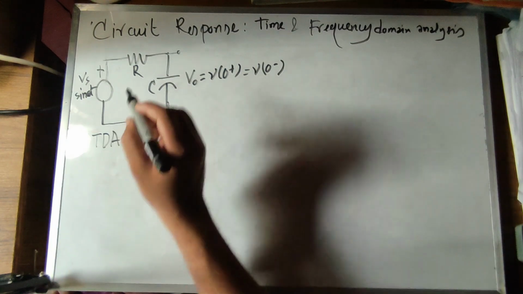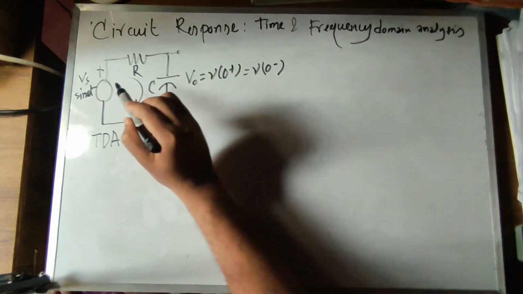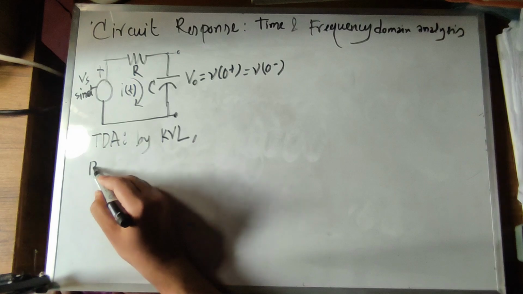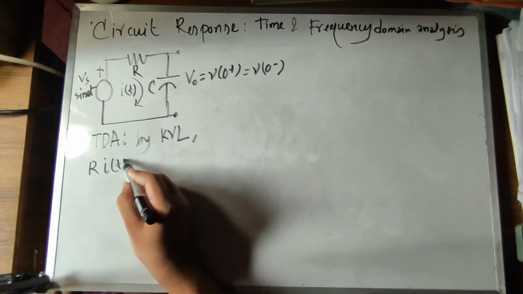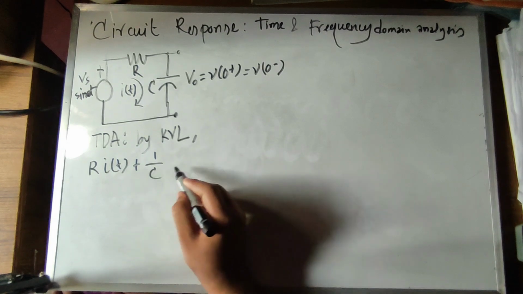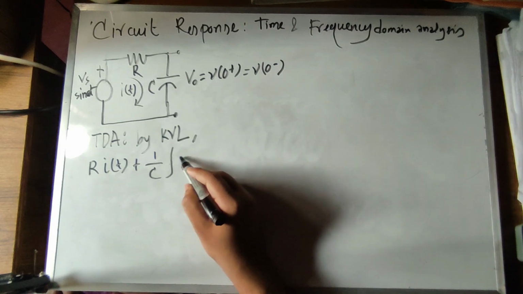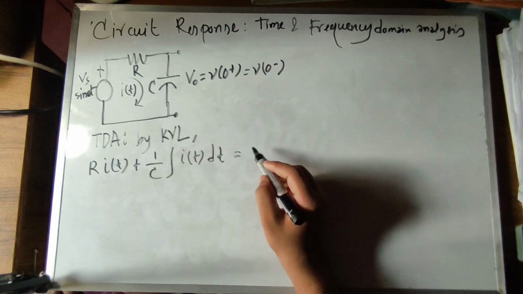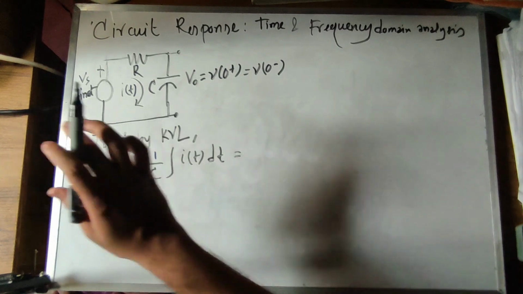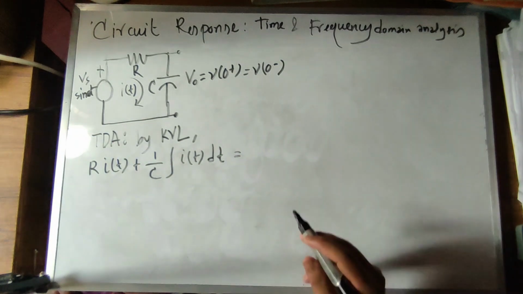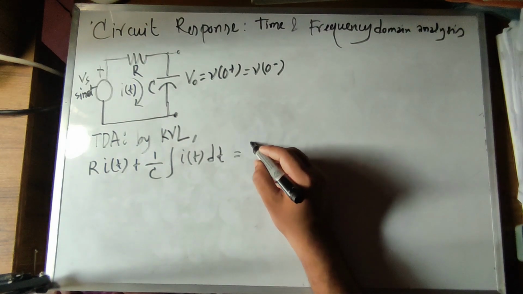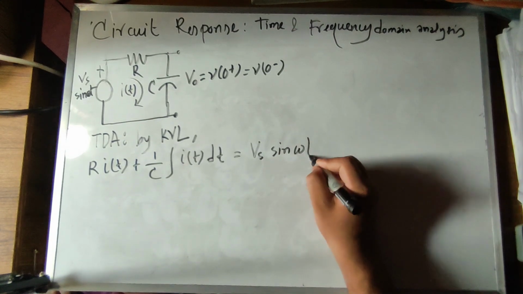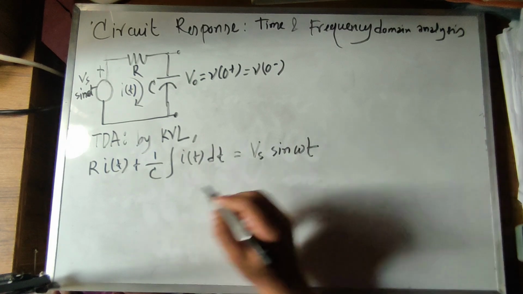So for the loop current, R i plus 1 by C integral of i(t) dt equals these two voltages equals the given input voltage. So the input voltage is Vs sine omega t.